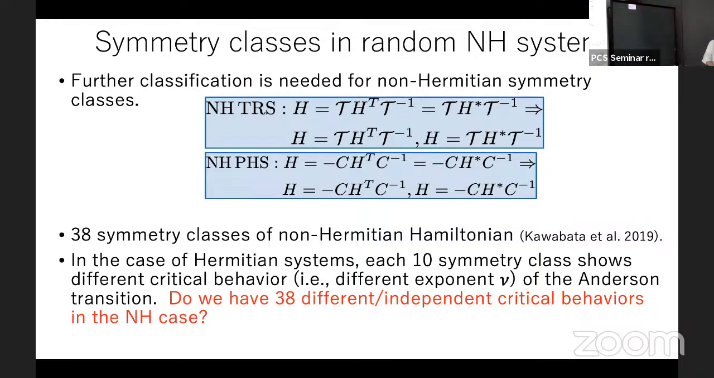And yes, you can have both symmetries. If I have both symmetries, then this becomes Hermitian. So we will have one or the other, or none. And we also have some chiral symmetry.